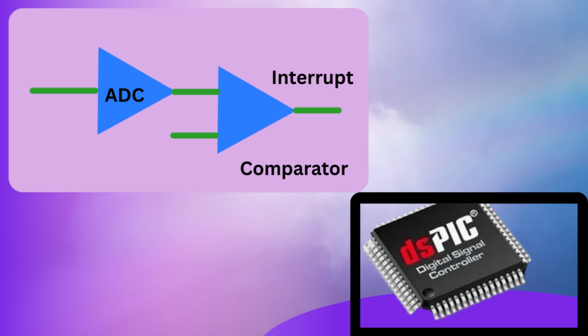This will be very useful in power circuits. You can give the current input to the ADC. When the ADC value goes above a certain value, that interrupt can be generated and it should be possible to shut down the converter. So current protection can be very easily implemented using this feature.